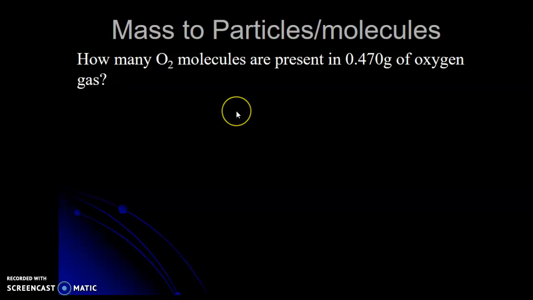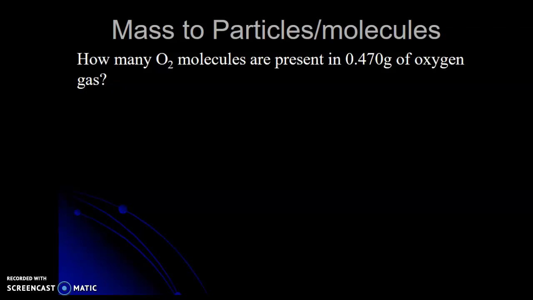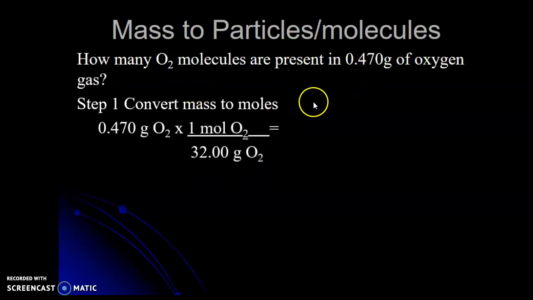Now I want to take you step by step. You can choose any one you like. If you want to do the 3 steps form, that's fine. Double step at a time, that's fine. If you want to do it 1 step at a time, that's okay with me. So how many molecules of oxygen are present in these grams of oxygen? Step 1, convert this mass to moles. You divide this 0.470 grams of oxygen multiplied by 1 mole over 32 grams. The grams of oxygen cancel the grams of oxygen, so you have 0.0147 moles of oxygen.